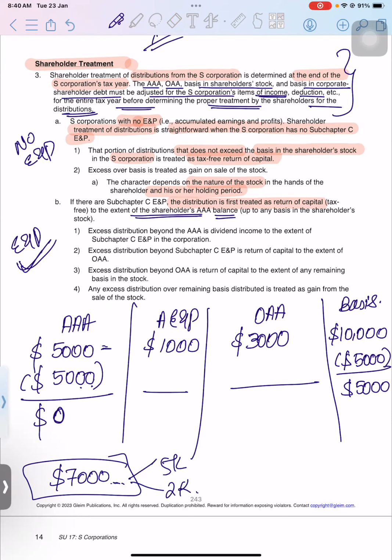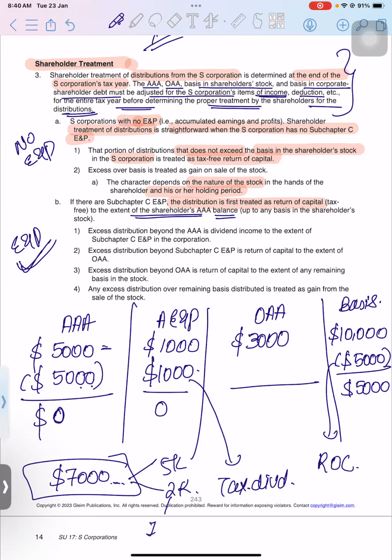I'll check: do I have an ENP? Yes. In this ENP, I'm having only 1,000 balance. So this 1,000 will be reduced over here. This will be your taxable dividend. This is a return on capital. Now, out of this 2,000, 1,000 is a taxable dividend. What about the remaining 1,000? It will reduce my OAA balance.